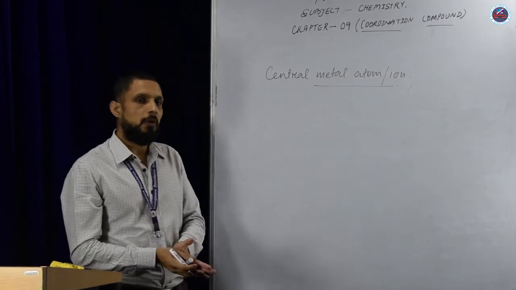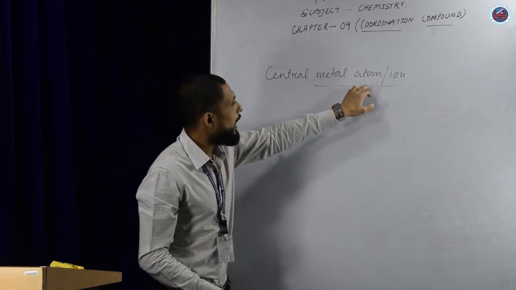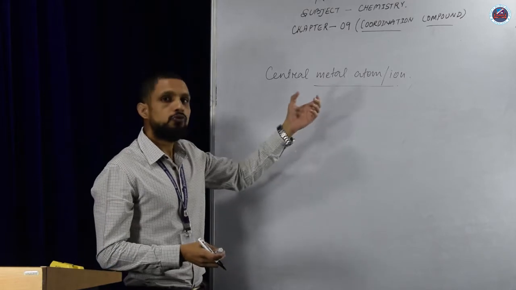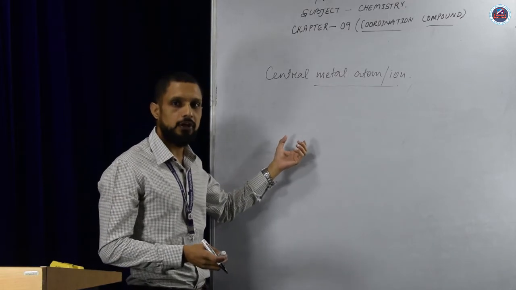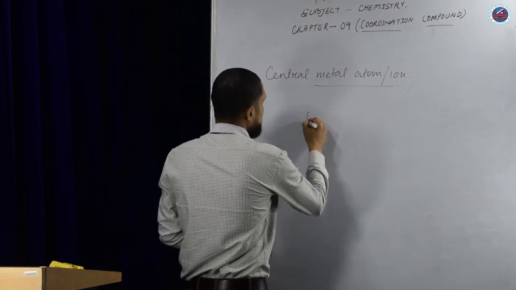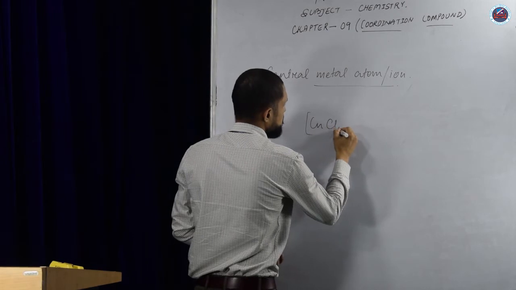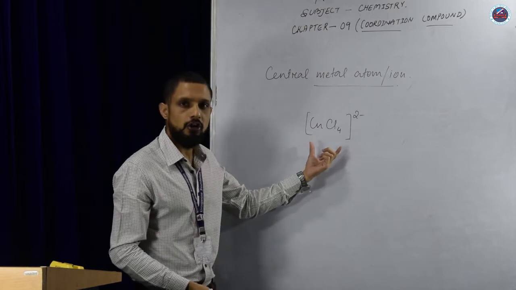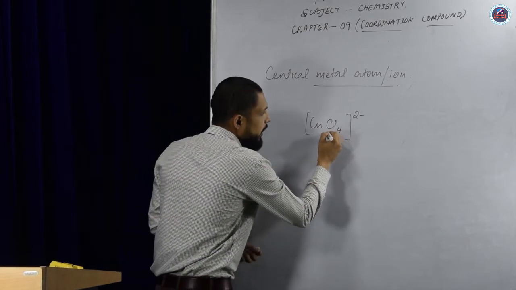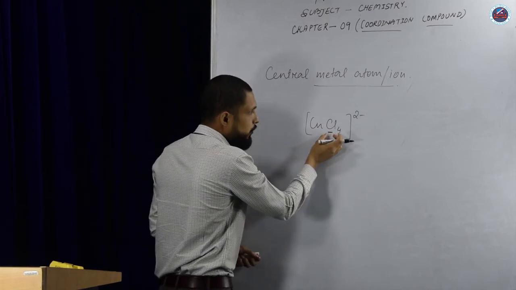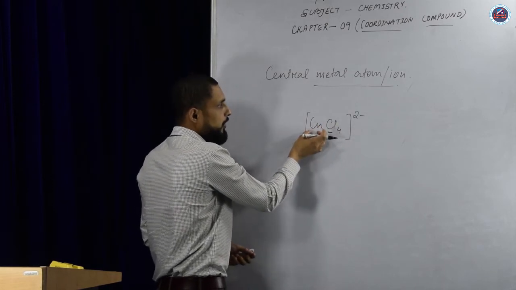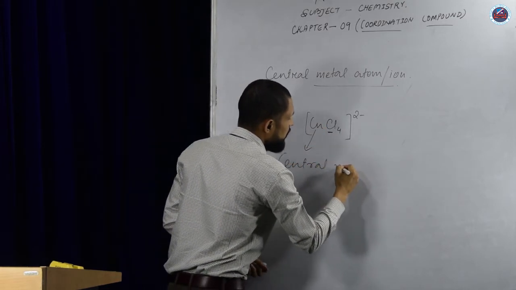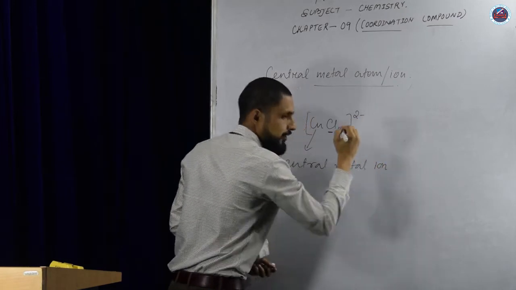So in coordination compound, central metal atom or ion are those species which accept two electrons to form coordinate bond. Let us take an example. So this is an example of coordination compound. Here Cl is donor, that means ligand, and will donate electron pair to Cu. So Cu, that is copper, is central metal ion.